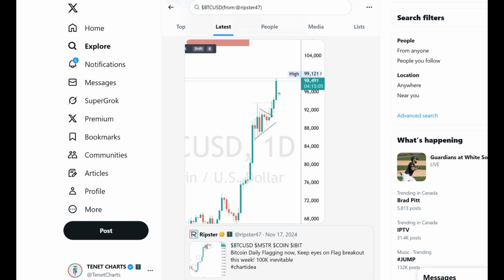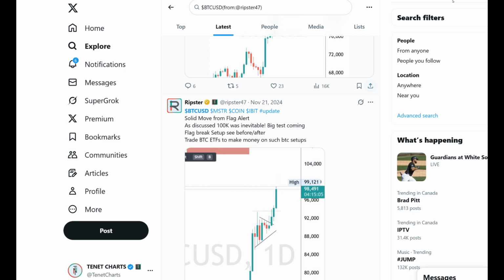And here you go, you see the breakout going to 99,000, right? So easy, so easy. You have the setup, you have the risk. You buy the Bitcoin or the leverage or the ETFs or whatever you want to trade the Bitcoin with. That's how you make money. It's that simple. You need to learn the setup. So anyways, that was many months ago, last year.